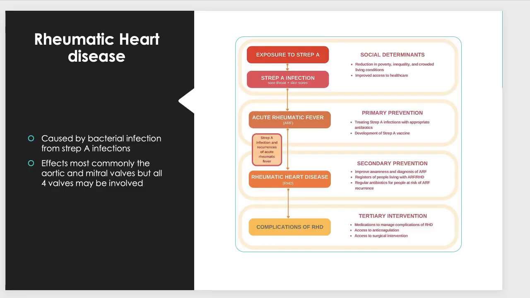Rheumatic heart disease is caused by bacterial infection, usually from strep A infections. It affects most commonly the aortic and mitral valves, but all valves may be involved. We don't see this too much here in the United States because of treatment for strep infections with antibiotics. However, in third world countries, this is actually more prominent.